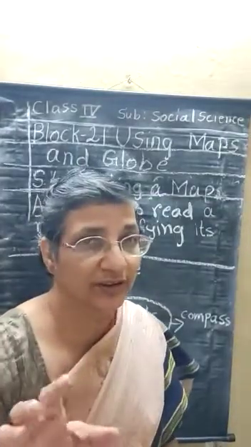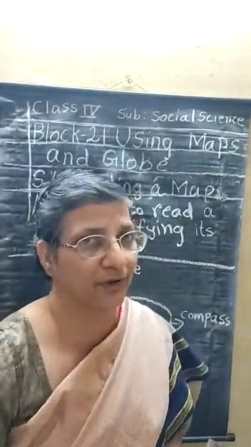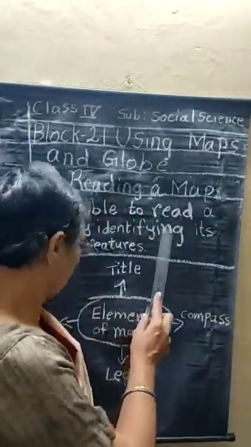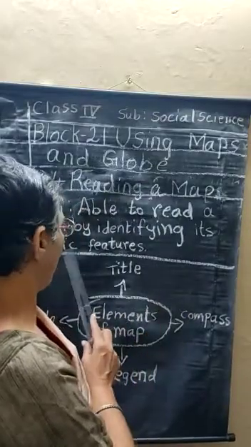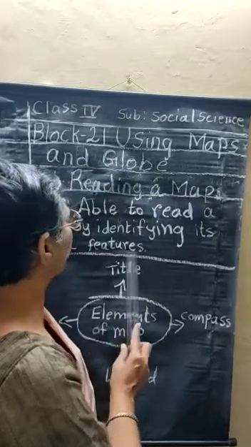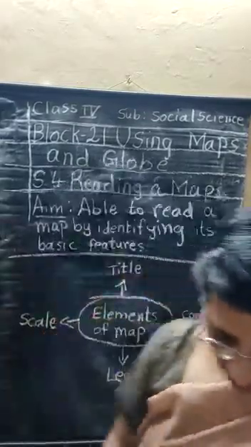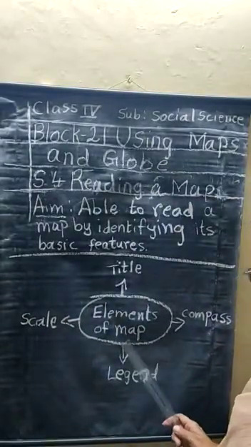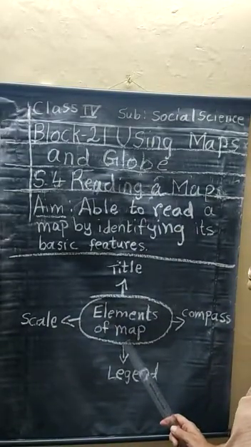Yesterday I showed you a little in the thematic map. Okay, some hints I gave. Now we'll go into detail here. Now, able to read a map by identifying its basic features. Now the basic features are the elements of a map. Please see the board, children.